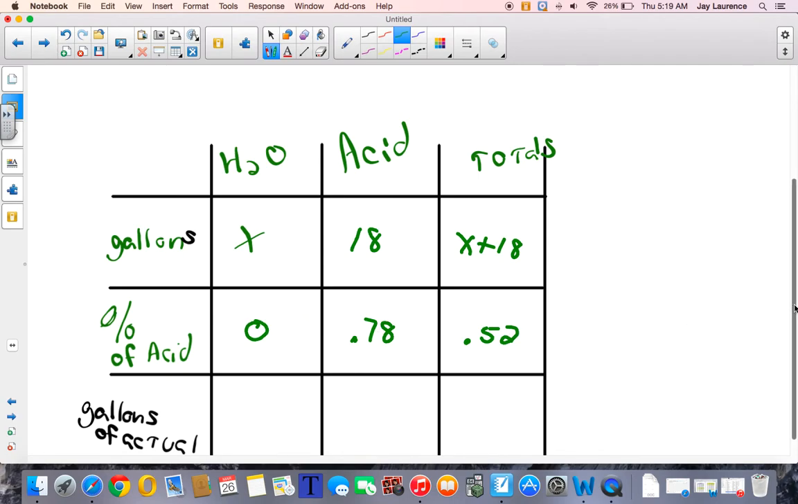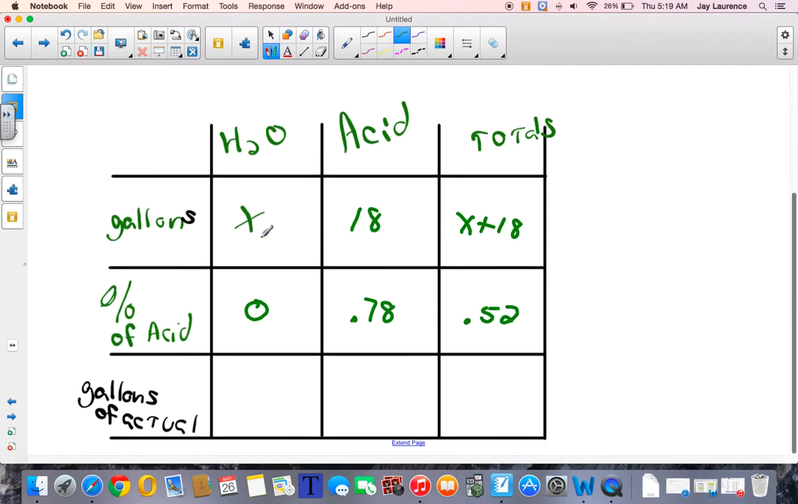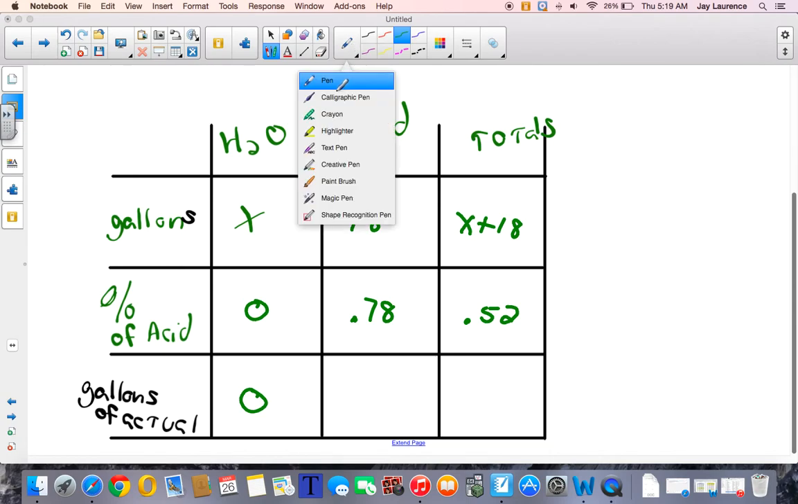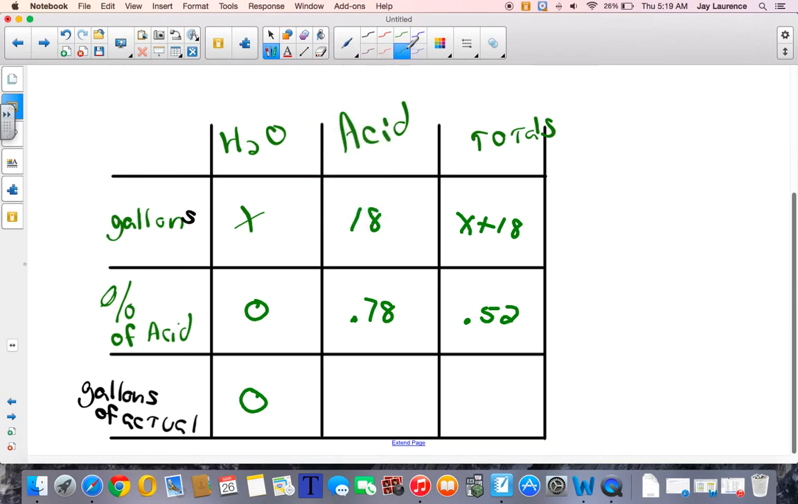Okay, so now don't I multiply the gallons by the percentage? And so this is going to be 0, which is kind of cool because it makes it way easier. Okay, now this will be 18 times 78%. Okay, which will get me $14, and oh, not 14. It'll get me 14.04 gallons. Sorry, I just have money on the brain this morning.